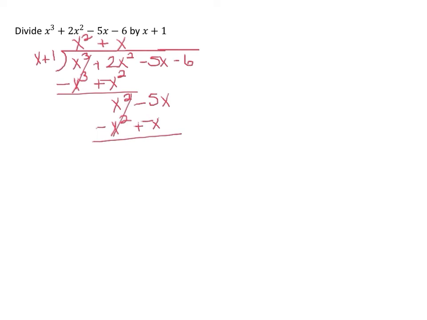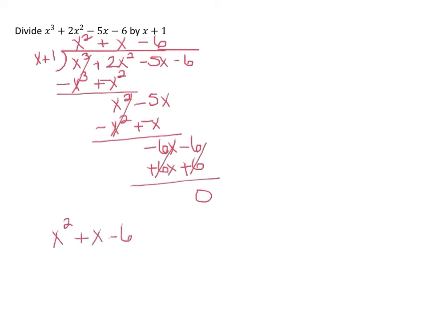Subtract. Negative 5x minus x is negative 6x. Bring down the negative 6. So negative 6x divided by x would be negative 6. Negative 6 times x is negative 6x. Negative 6 times 1 is negative 6. Then I subtract, and I have no remainder. So my answer is x squared plus x minus 6.